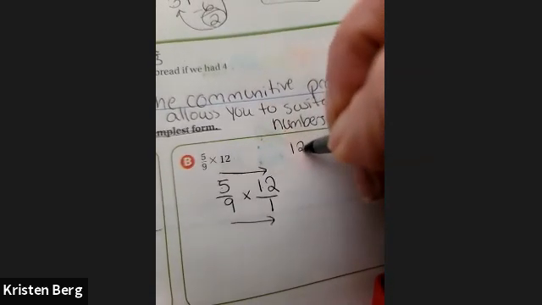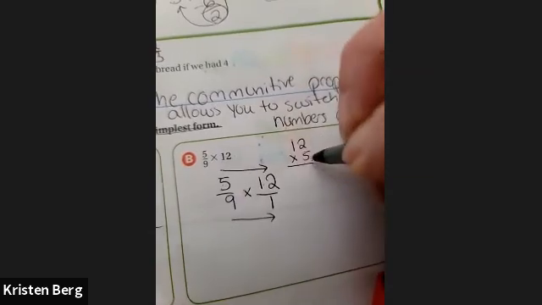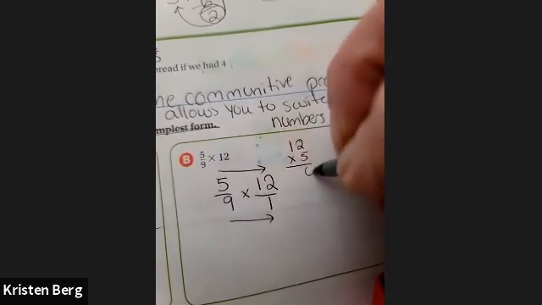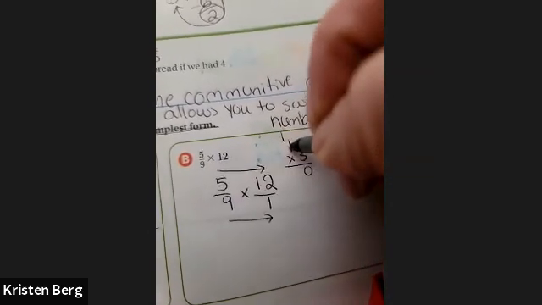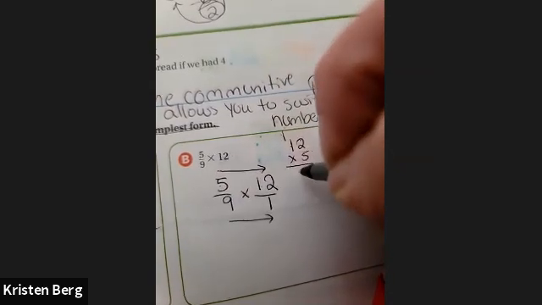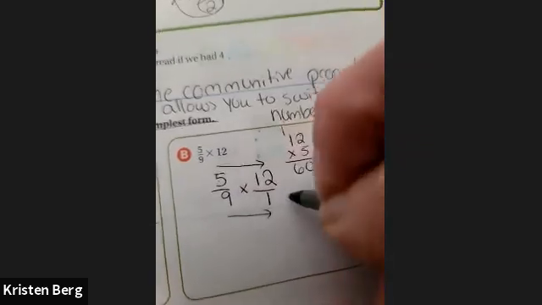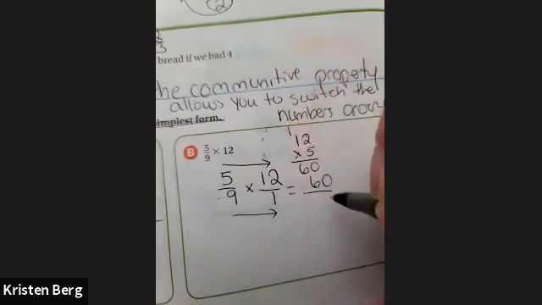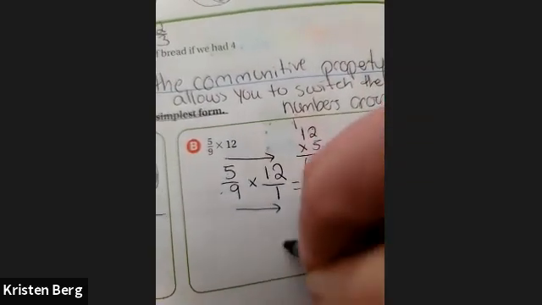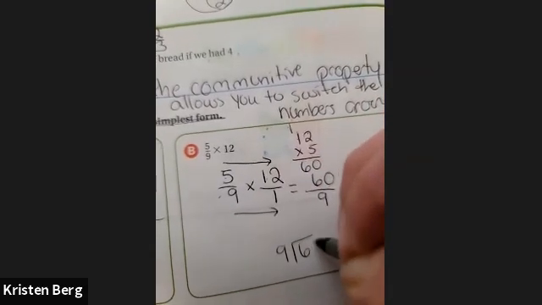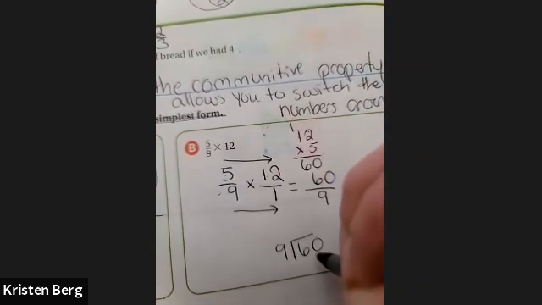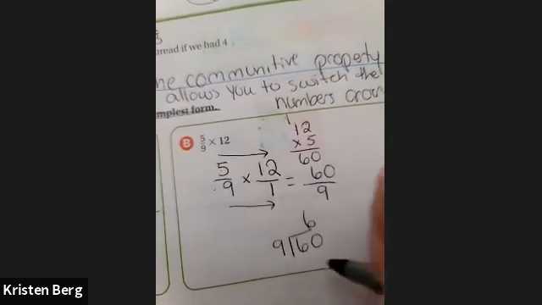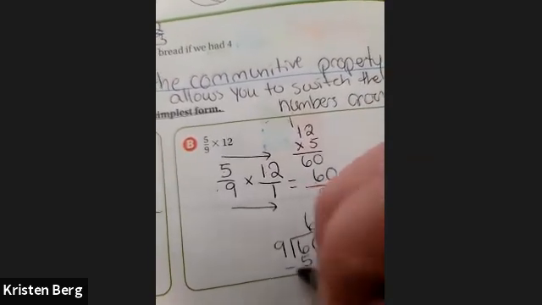So 12 times 5. 5 times 2 is 10, carry your 1. 5 times 1 is 5, plus 1 is 6. So this one is 60 over 9 times 1 is 9, which you cannot have. How many 9s go into 60? That would be 6 times because that would be 54.